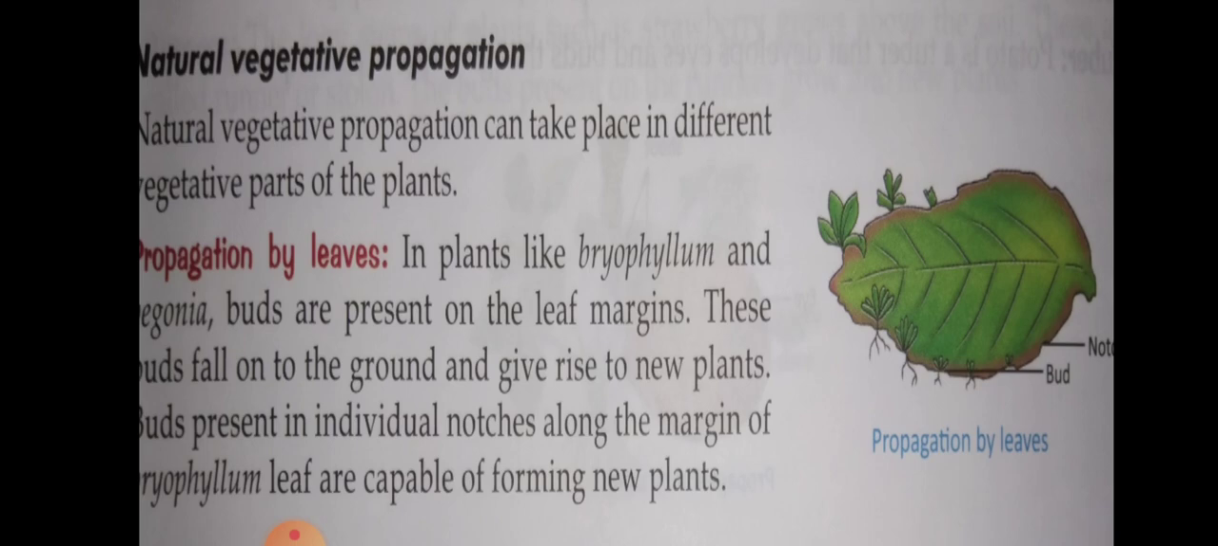So let us see natural vegetative propagation. It can take place in different vegetative parts of the plant, as I said: leaves, stem, roots. Let us see how it takes place by propagation by leaves. In plants like bryophyllum, which we have taken as an example, you can see in the picture, and begonia. Let us see bryophyllum. The buds are present on the leaf margins. You can see there, on the margins the buds are present. These buds fall onto the ground and give rise to a new plant.